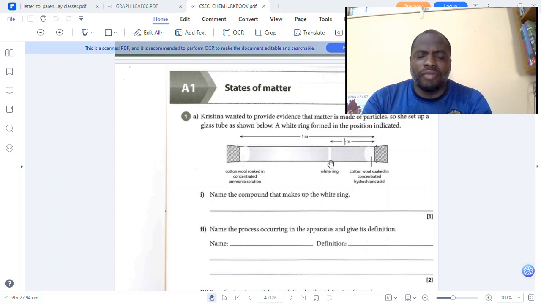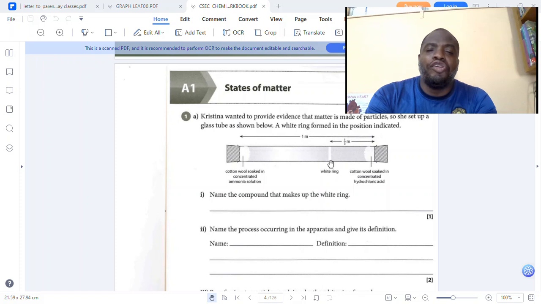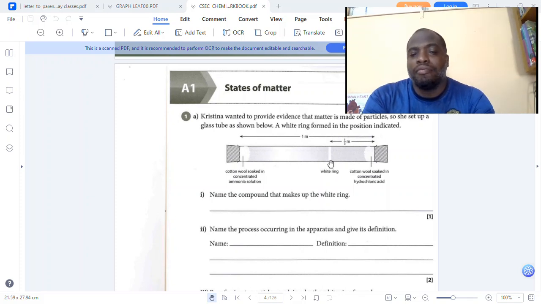So see, Christina did have something, she was on the right track, because this proved the only way the white ring could have formed is if particles are actually in motion in this case. Because if this white ring is happening due to the collision of the particles of the hydrochloric acid and the ammonia, and they were placed at opposite ends, it must mean that they're actually moving.